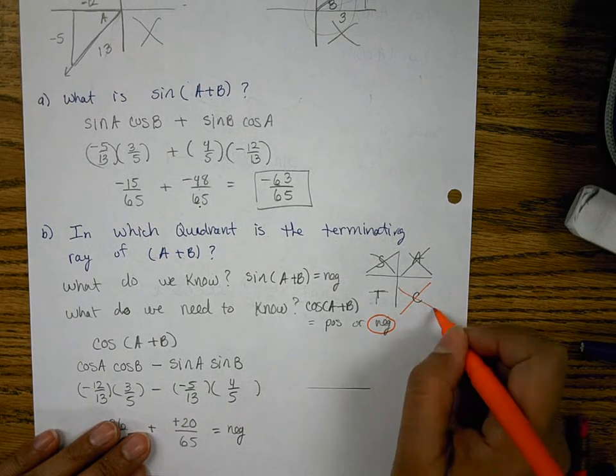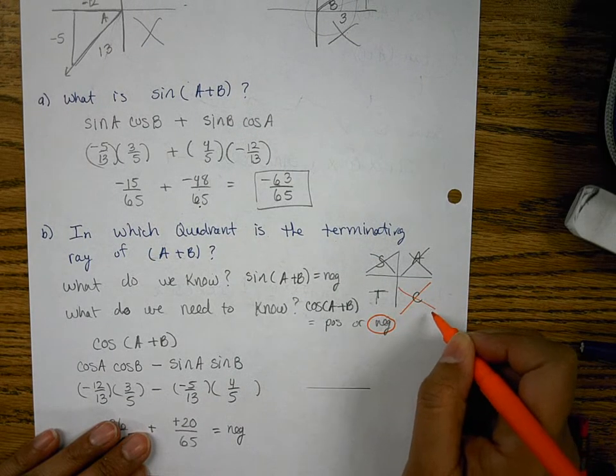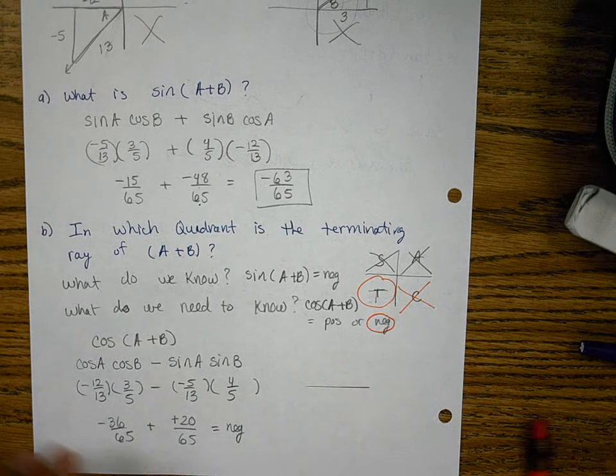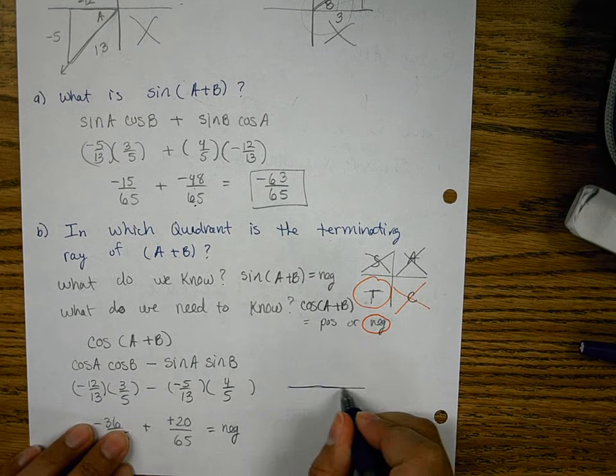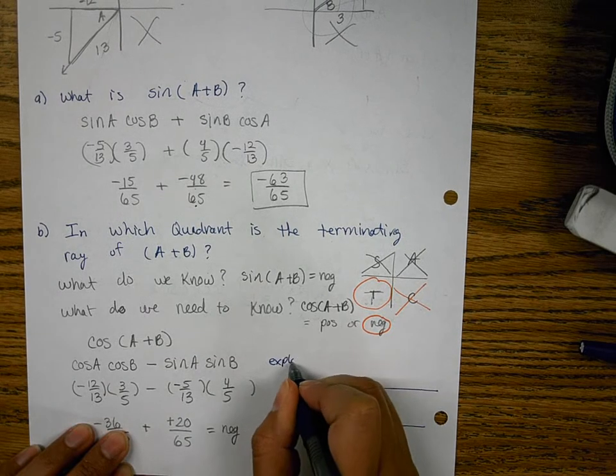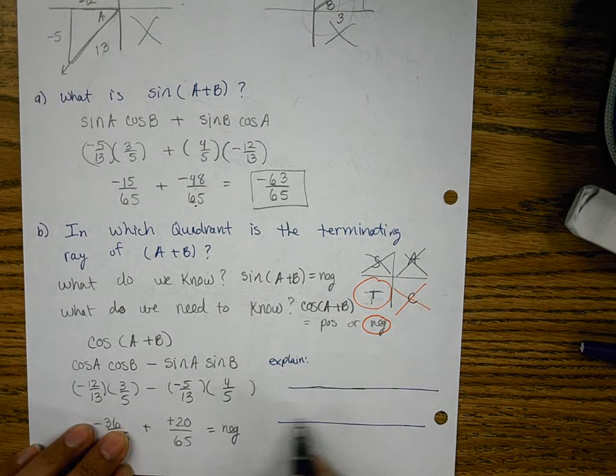If sine of a plus b is negative, it can't be in these two quadrants. That leaves me with these two. If cosine of a plus b is also negative, it can't be in quadrant 4 because that's where cosine is positive, leaving me with quadrant 3.